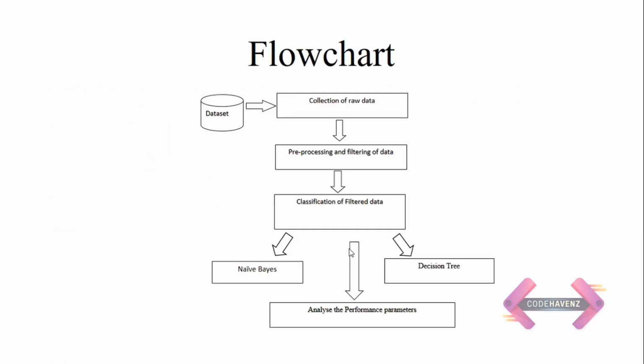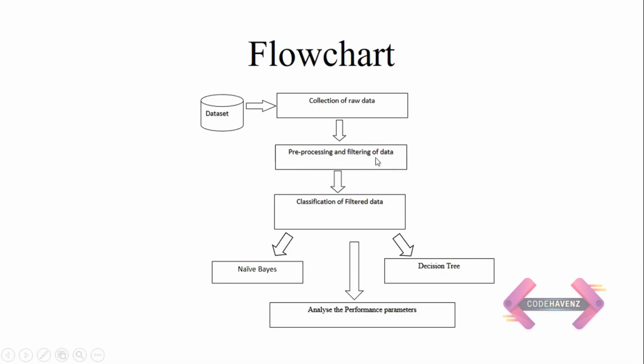After that, showing you the flowchart of the whole project. Firstly, we will take the data set. The data set is collected from various online repositories. That data set is basically in the form of raw data. We need to pre-process or filter that data in order to apply machine learning techniques, or in order to do classification or clustering on that filtered, pre-processed data.